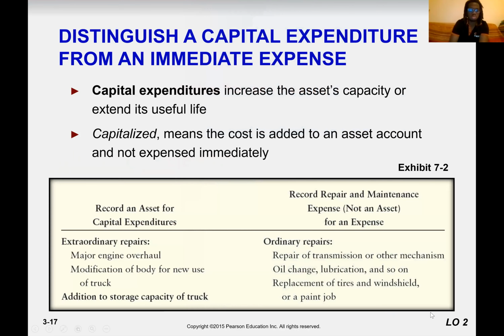Here we go. So expenditure increases the asset capacity or extends its useful life, right? For example, your company owns transportation vehicles for CEOs or managers, or you gave cars to the managers or CEOs.